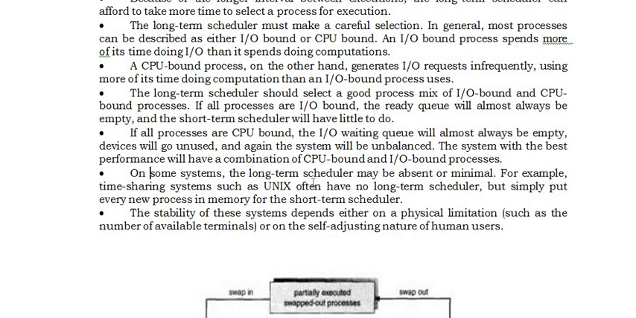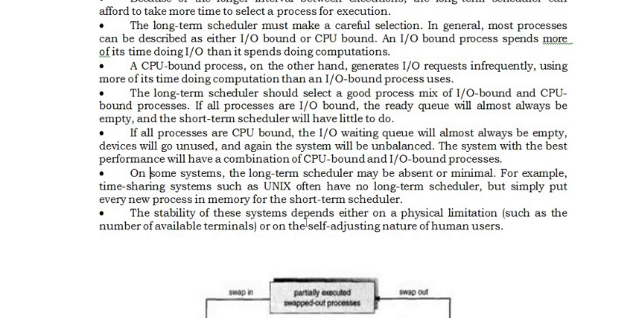On some systems the long term scheduler may be absent or minimal. For example, time sharing systems such as Unix often have no long term scheduler, but simply put every new process in memory for the short term scheduler. Some operating systems don't have time sharing. Many time sharing types came only in the newer operating systems. Previous generation operating systems don't have many features like what we have now, right? So since they don't have a long term scheduler, they put everything in the short term scheduler.